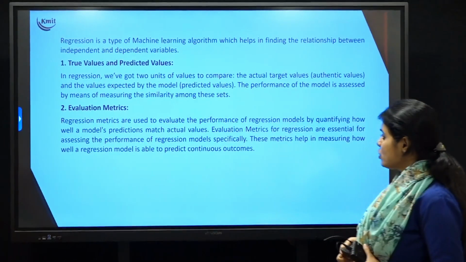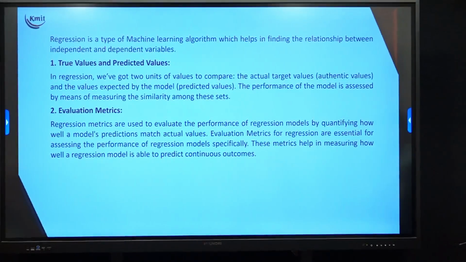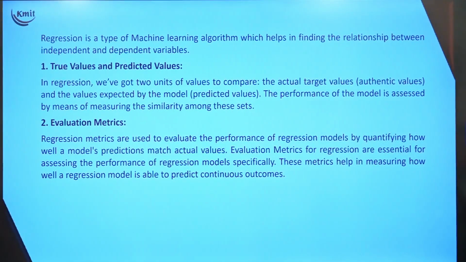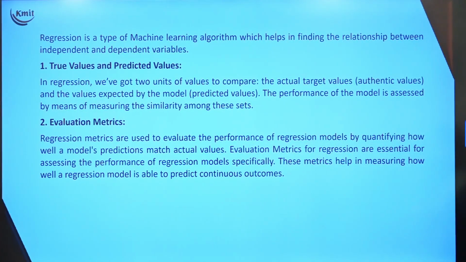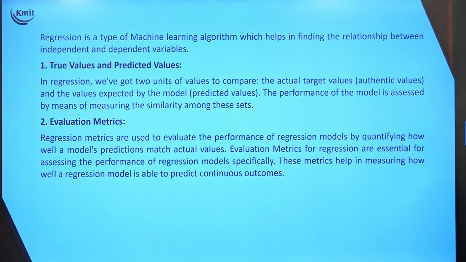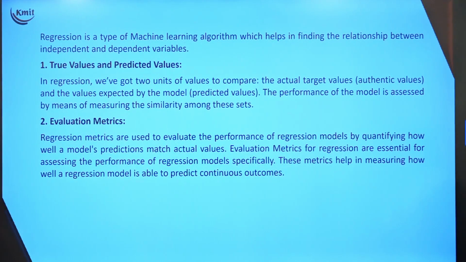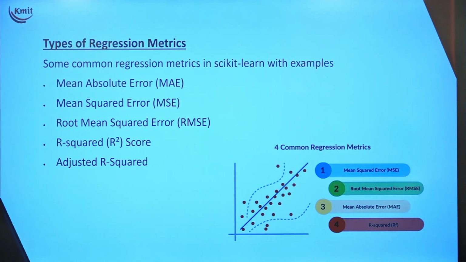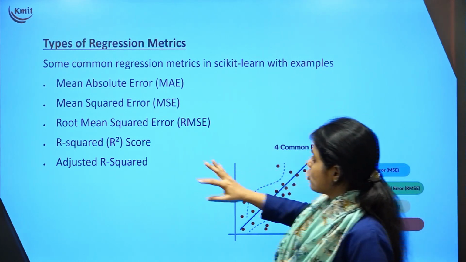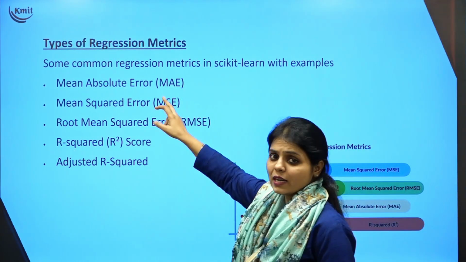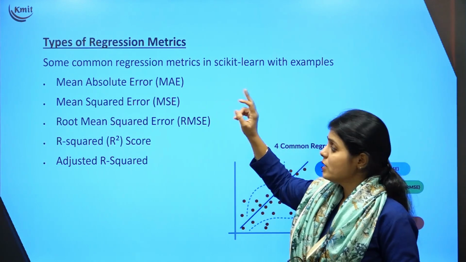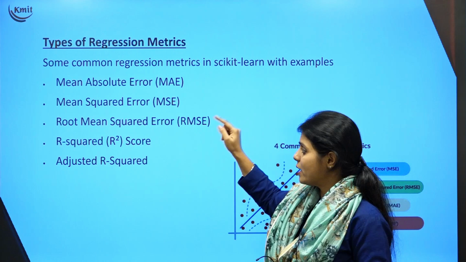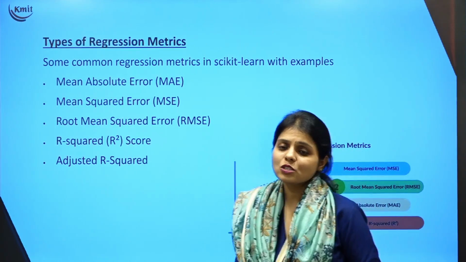Regression metrics are used for evaluating the performance of the model by quantifying how well a model's predictions match the real values. There are different types of regression metrics that we use for assessing the regression model specifically. So now let's look into them. There are four major types of regression metrics: the first is mean absolute error, the second is mean square error, the third is root mean squared error, and the fourth is R square error.